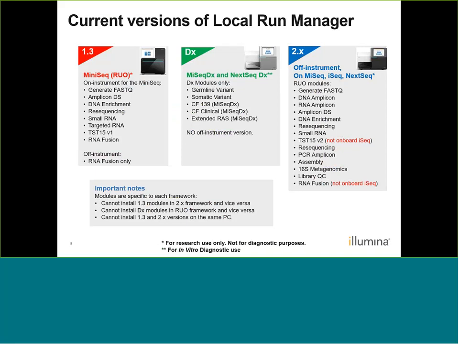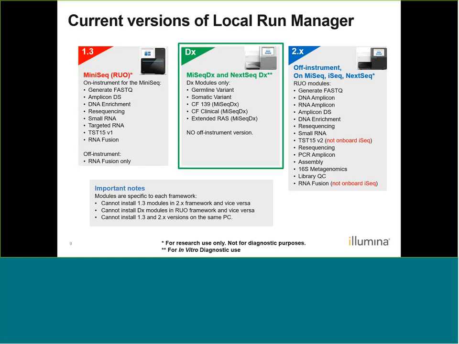Let's go through these in a little bit more detail, just because if you were to go to the Illumina website and search for Local Run Manager, you may find a few different versions. The MiniSeq version was the first one released a few years ago. This is currently on version 1.3 and is available on instrument for the MiniSeq with this list of analysis modules available. There is a specific off-instrument version of version 1.3 that is designed for the RNA fusion module only. This is a fairly old version, and we'll talk about version 2 in a moment, but for most purposes, if you're installing an off-instrument version, it's going to be version 2.